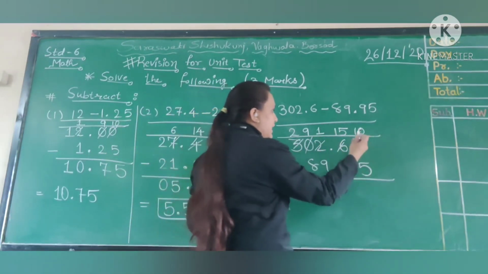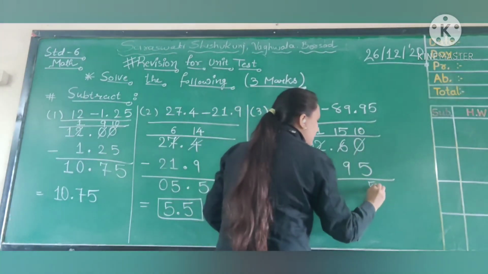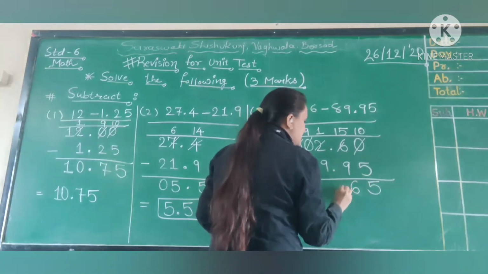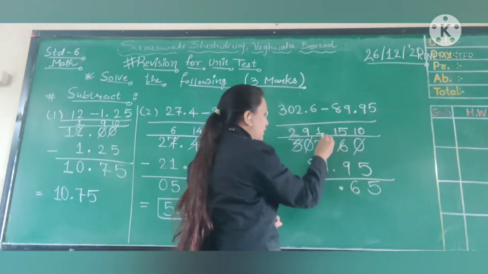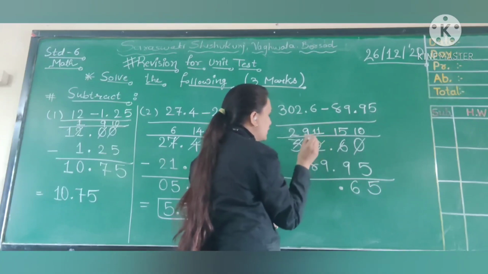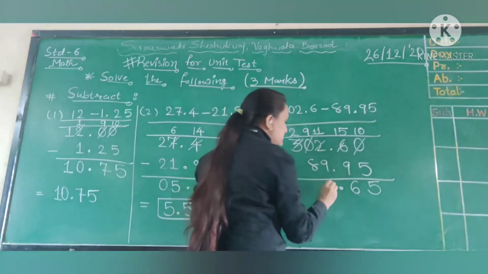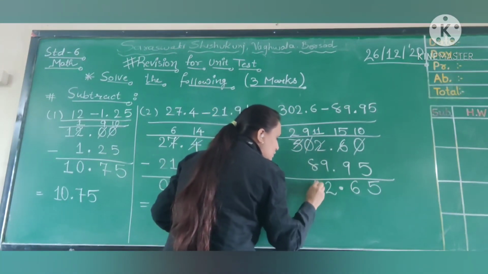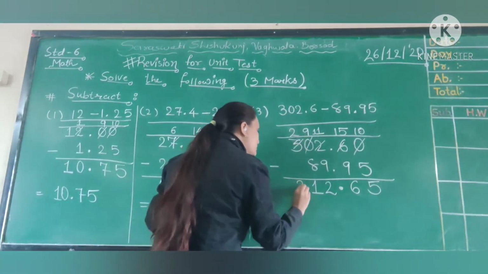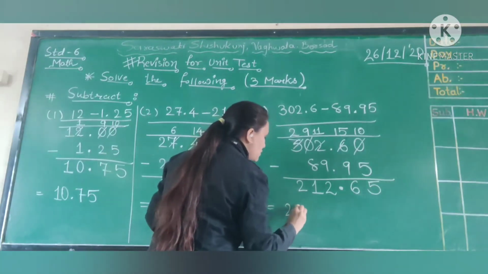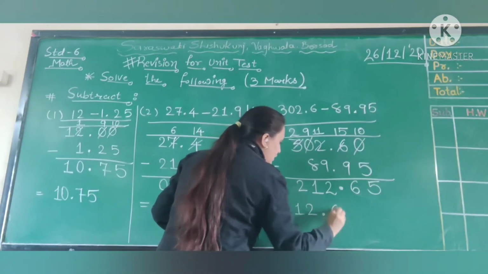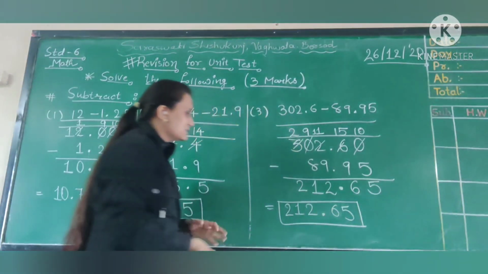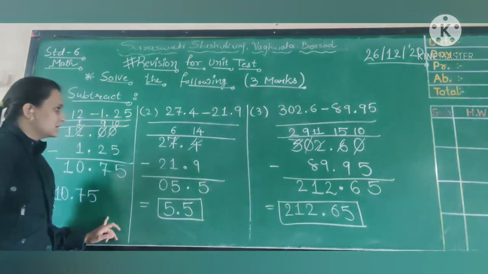Now let us start the subtraction. 10 minus 5 is 5. Then 15 minus 9 is 6. Then here we have taken a borrow, so 1 will become 11. So 11 minus 9 equals 2. 9 minus 8 equals 1. And 2 will be as it is. So the answer is 212.65. Okay, so this way you can subtract different decimal numbers.